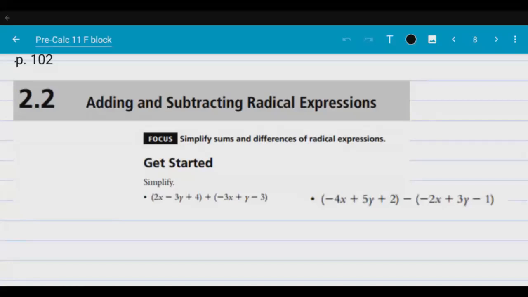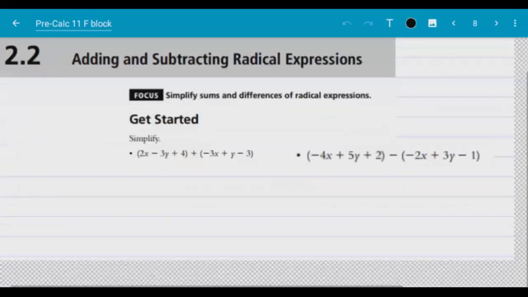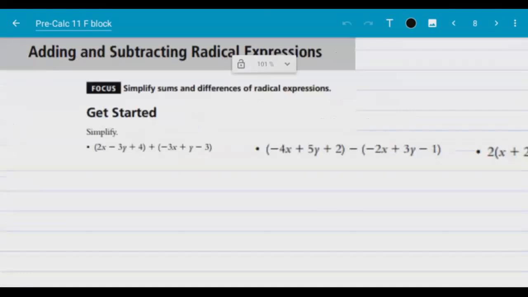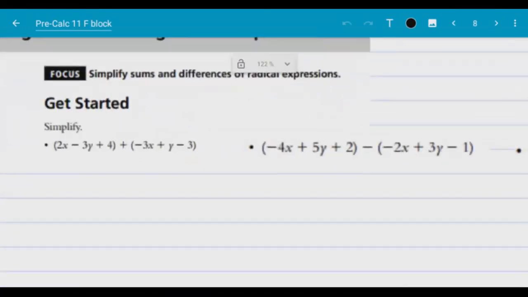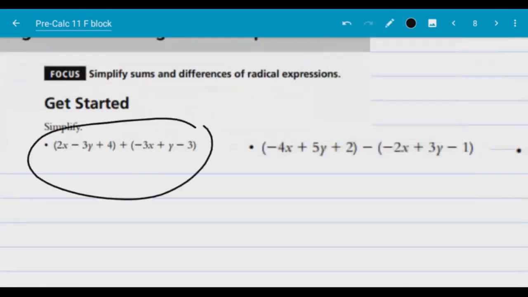So adding and subtracting radical expressions. Let's begin by doing the get started, simplifying sums and differences of radical expressions. So let's take a look at this one. All right, let's do this first. Okay, so what do you notice?